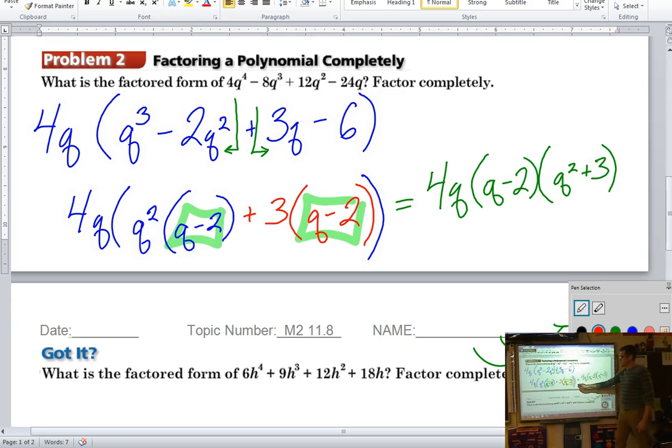Now what we can find out is my zeros. Now you guys don't really have to care about this yet, but my goal is that when we get there, it's super easy, because we've already talked about it. My zeros could be if q equals 0, or if q equals 2, or if q equals the negative square root of 3. Because when I square it, I'm going to get negative 3.